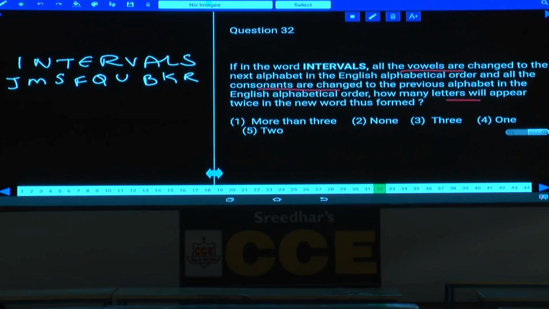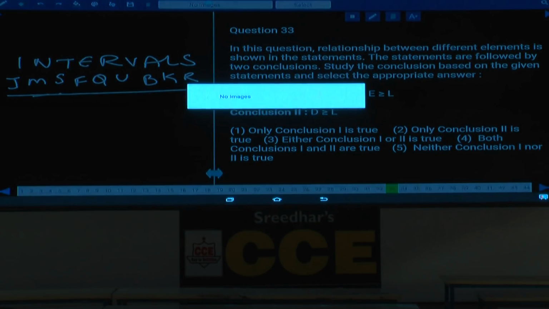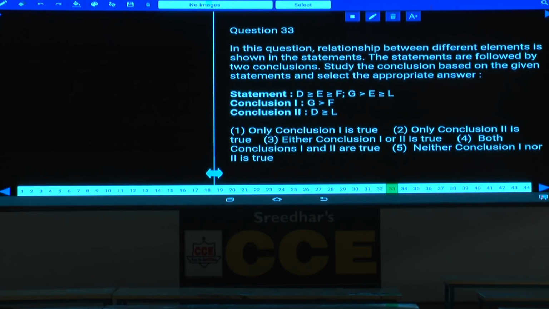How many letters will appear twice in the new word thus formed? J is nowhere repeated, M nowhere repeated, S and so on. None of the letters repeated twice. Hence, what is your answer here? None, that is choice 2. Then question number 33 onwards. 33 to 37, these questions are based on coded inequalities.